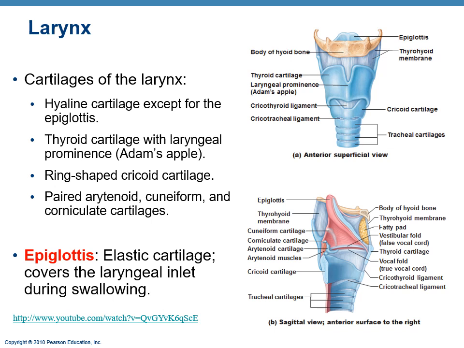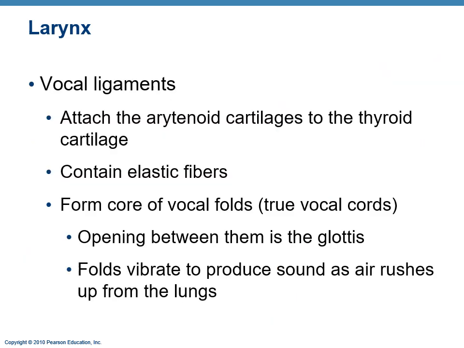And then we have paired arytenoid, which I always think you see them better posterior, look like little bat wings, cuneiform, and corniculate cartilages. Then there's an epiglottis, which instead of being hyaline cartilage is actually elastic cartilage and serves to cover the laryngeal inlet during swallowing. So basically the epiglottis will block food or drink from going into the trachea, right? We don't need something solid going into our windpipe.